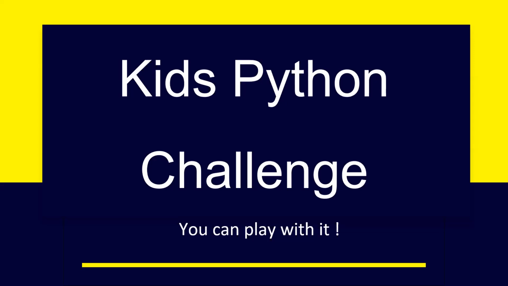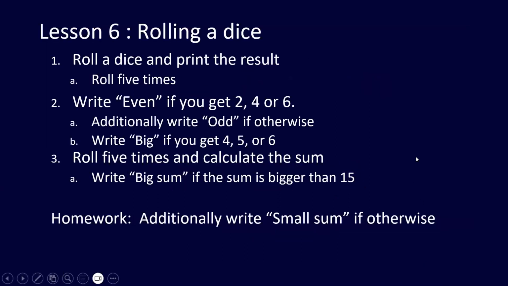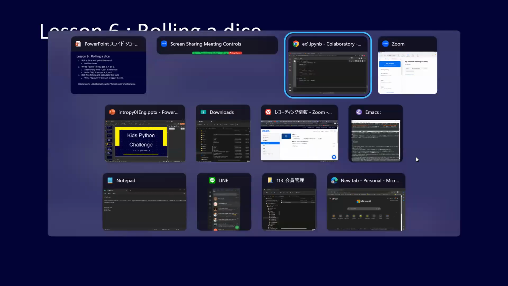Okay, let's start from where we were last time. We started to use the random library so that we can use random events such as rolling a dice. We saw how to make random rolls of dice, for example, and conditional printing of, say, smaller, bigger, or even or odd. I hope you're familiar with it now. Homework: additionally, write small sum if otherwise. So let's continue our work.